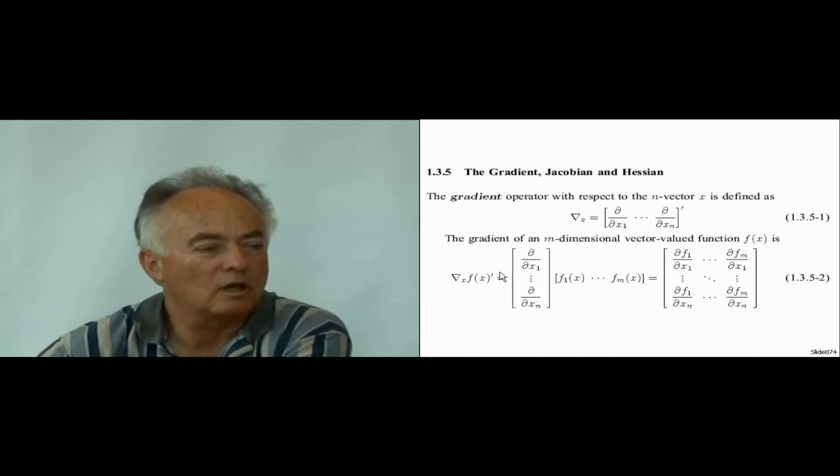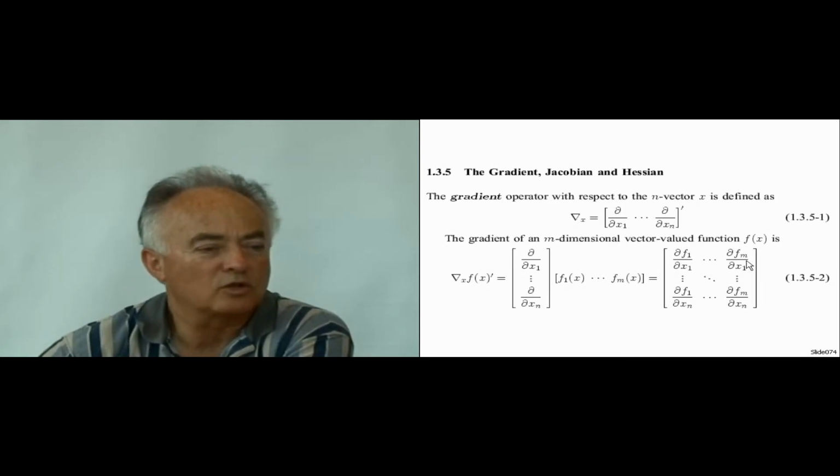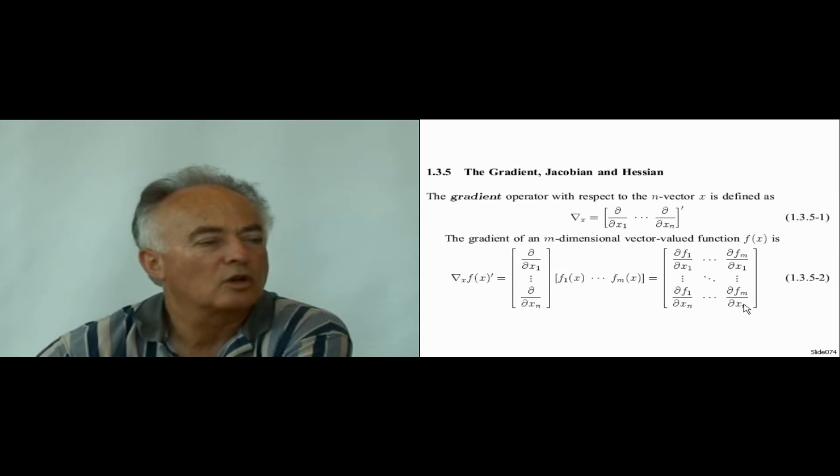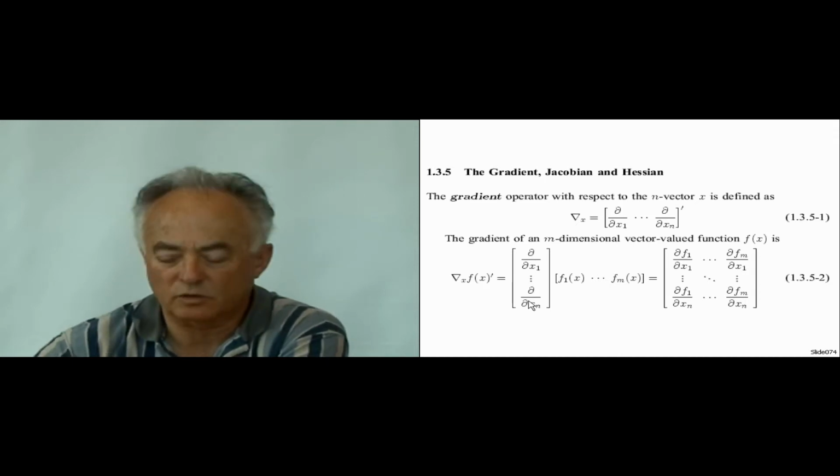You get df1 to dx1 here, to dfm to dx1, and so on. So this is the gradient of an m-dimensional function f. It's a vector with respect to the n-dimensional vector x.